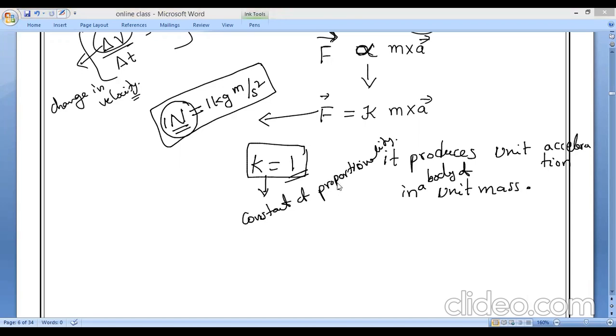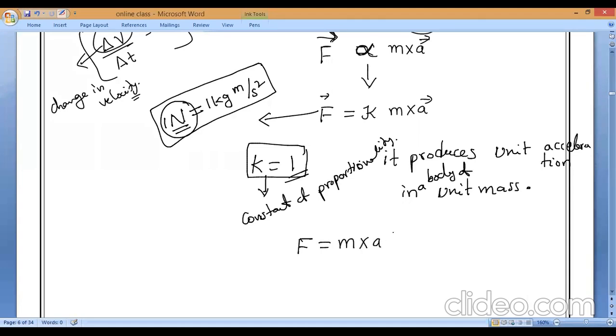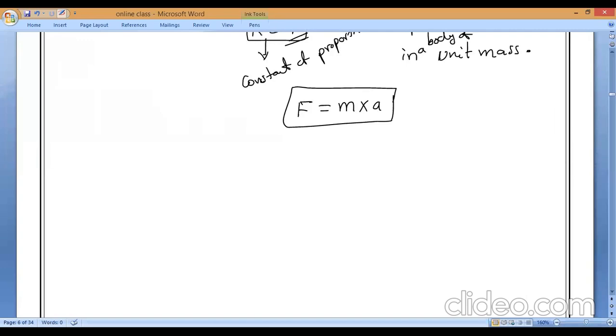So this is force. K is equal to 1. So we can say F is equal to what, guys? Mass into acceleration. This is what it is. Any doubt till here? Ask me.